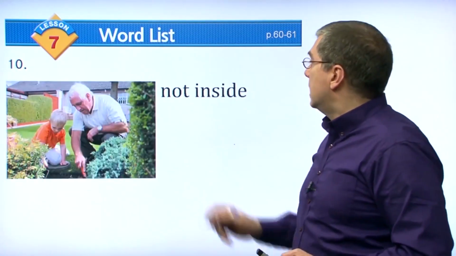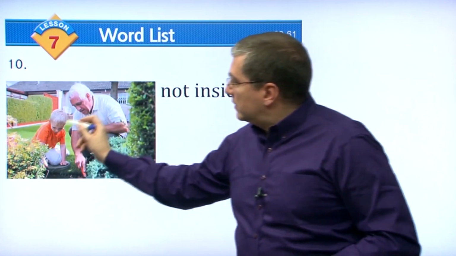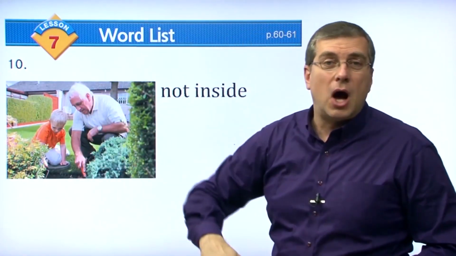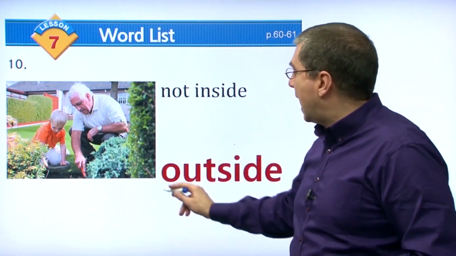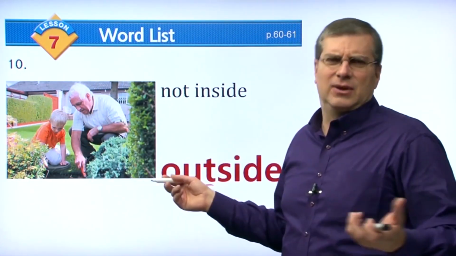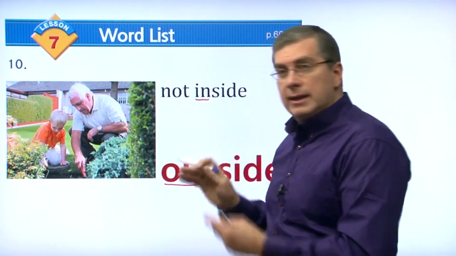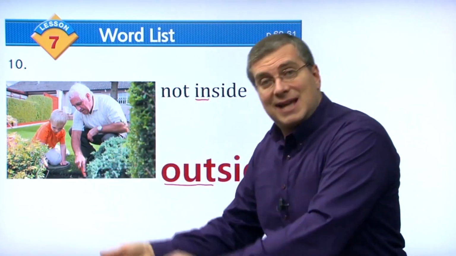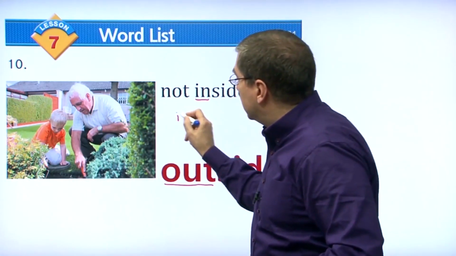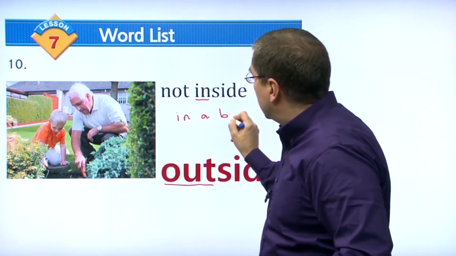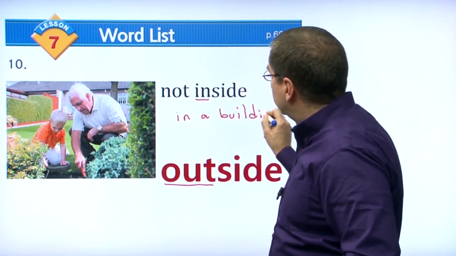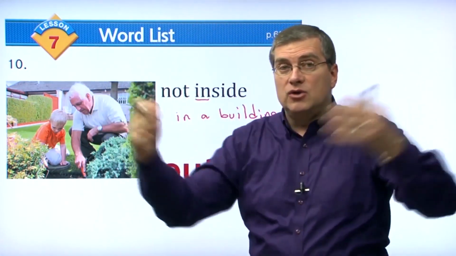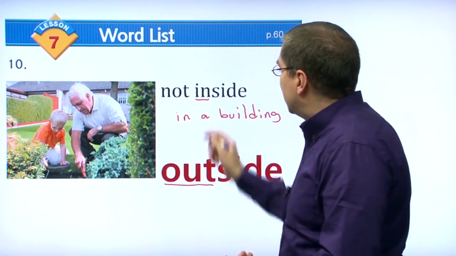Okay. Not inside. These people are not inside their house. They are what? The opposite of inside is outside. That's very easy, right? In, out. Opposite. Inside means inside a building. In a building. Someplace where you have a roof, a ceiling, and walls around you. You are inside, in a building.